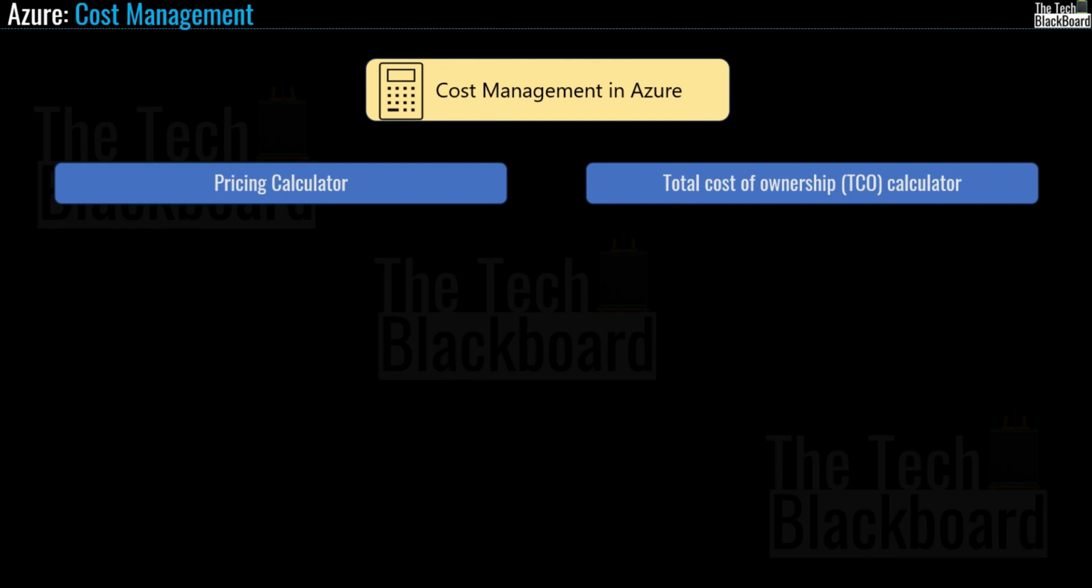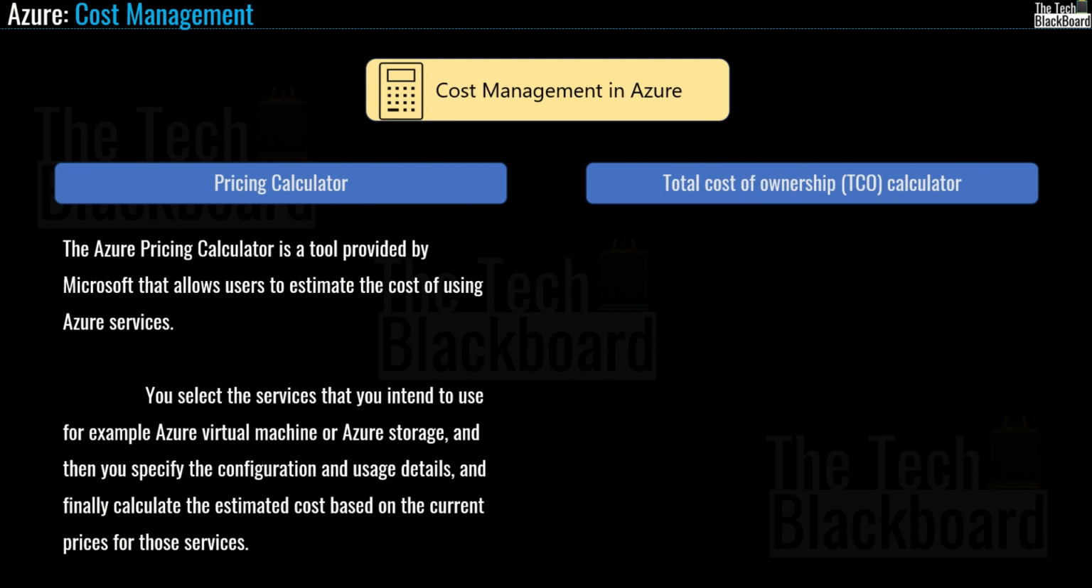So let's start by looking at the overall definition of the both, and then we will see them in practical on the Azure portal. So let me first talk about the pricing calculator. So friends, the Azure pricing calculator is a tool provided by Microsoft that allows users to estimate the cost of using the Azure services. And you can select the services that you intend to use. For example, you can select Azure Virtual Machine or Azure Storage, and then you can specify the configuration.